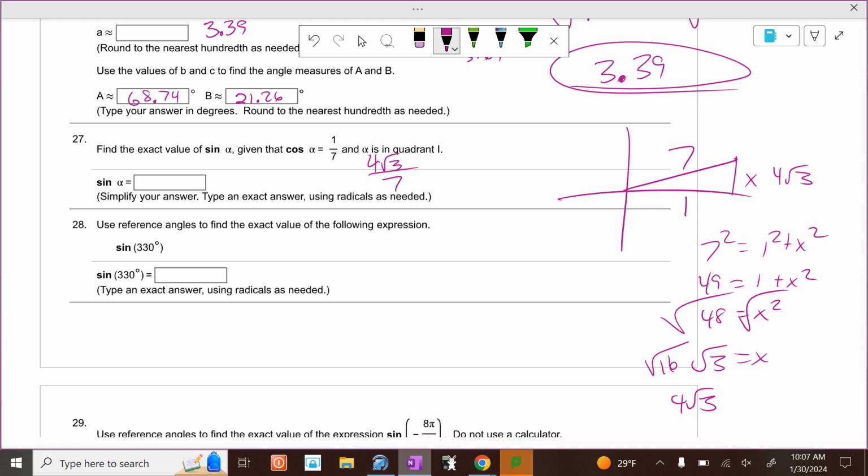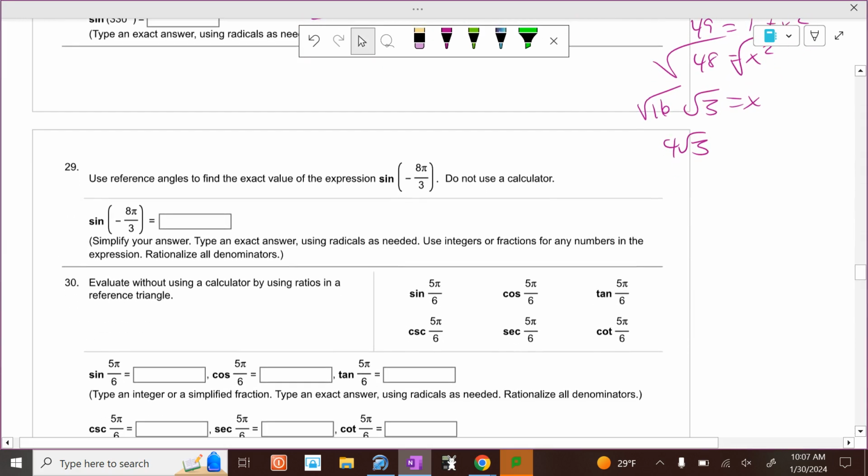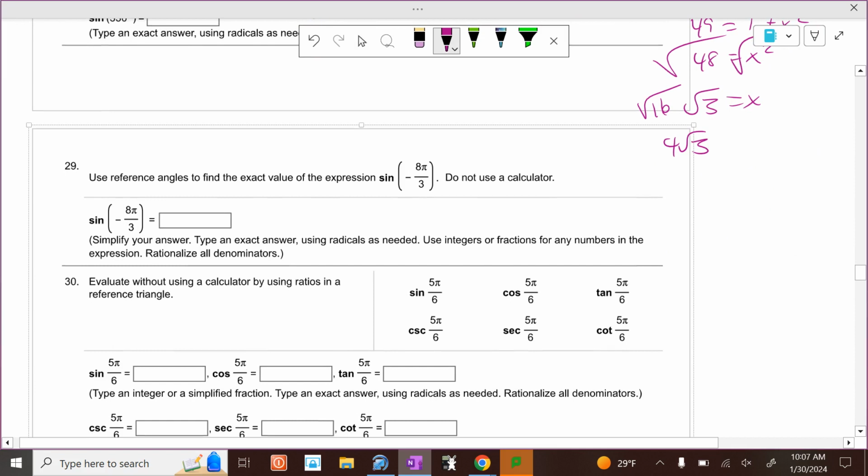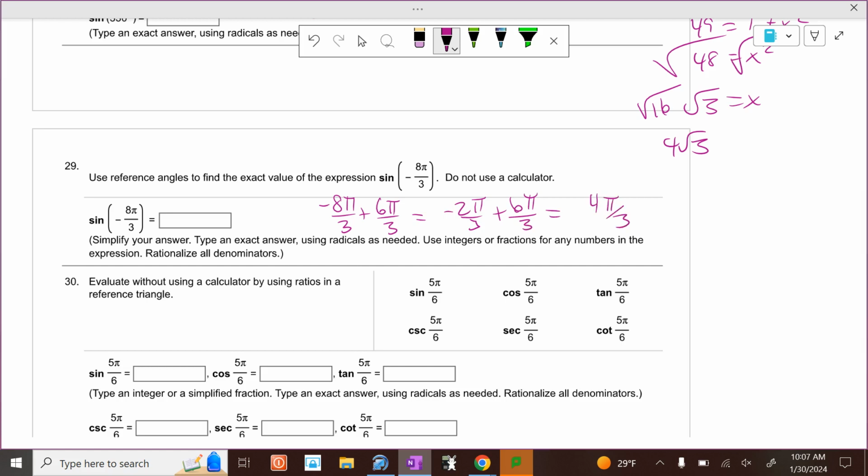The sine of 330, you look on your unit circle for the sine of 330, and you get -1/2. The sine of -8 pi over 3, well, you use coterminal angles. -8 pi over 3 plus 6 pi over 3, because you need a common denominator, is negative 2 pi over 3. So then you have to add another 6 pi over 3 to it, and you get 4 pi over 3. So the sine of 4 pi over 3, what's the sine of 4 pi over 3? Negative square root of 3 over 2, according to your unit circle, right?